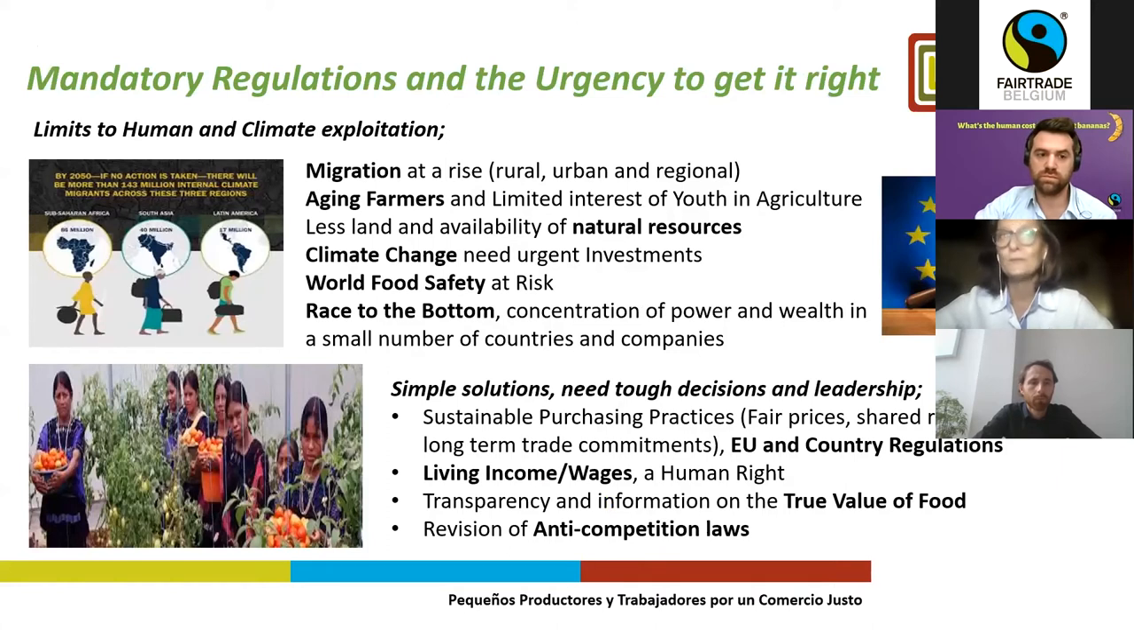So what do we need to do? Definitely there is a kind of urgency. If you have followed the press recently, we have seen that governments are taking this up. Producers are crying out loudly because producers are touching ground and there is a need for change. Migration is on the rise. Aging farmers are getting older. Young people are not willing to step into agriculture. Climate change needs investment. Food safety is at risk. And the race to the bottom is leaving many victims behind, starting with small farmers, but also smaller businesses that are not able to compete anymore in this environment.